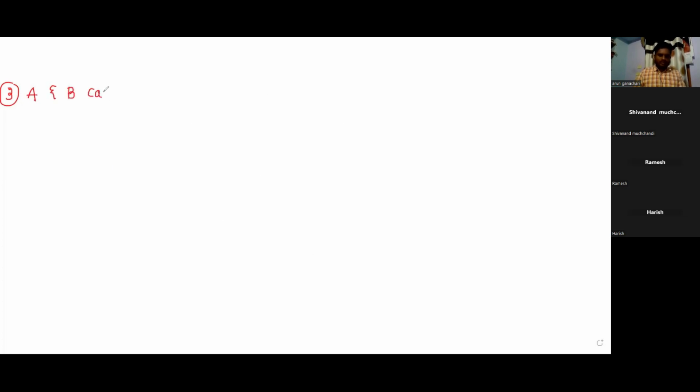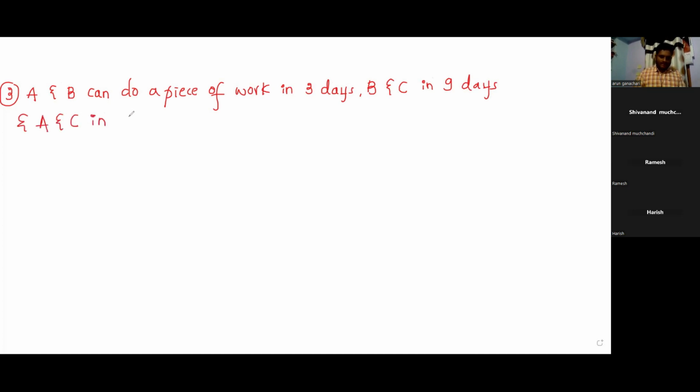A and B can do a piece of work in 3 days. B and C in 9 days. And A and C in 12 days.